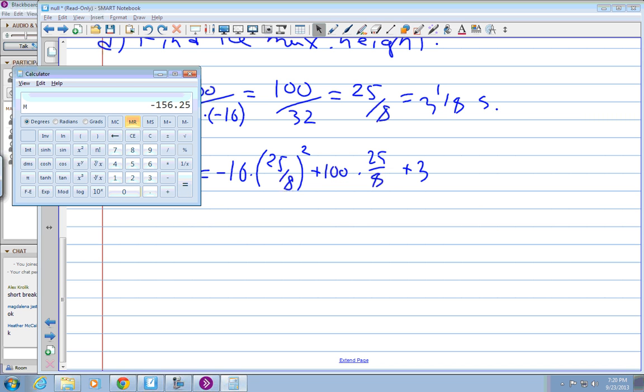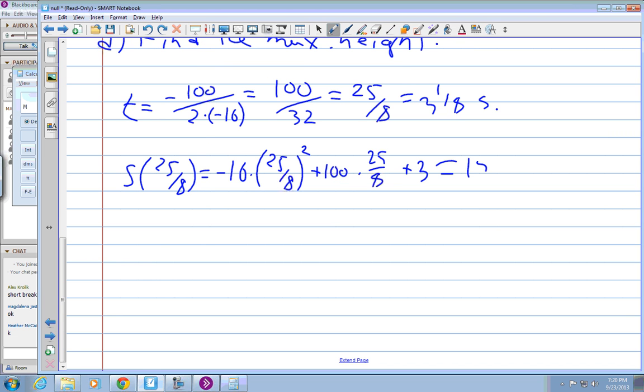Ooh, let's hit the wrong button. 25 over 8 times 100. Add that. And then 3, add that. So 159.25 feet. So that's the highest point on the path of that marker. So the maximum height is 159.25 feet.